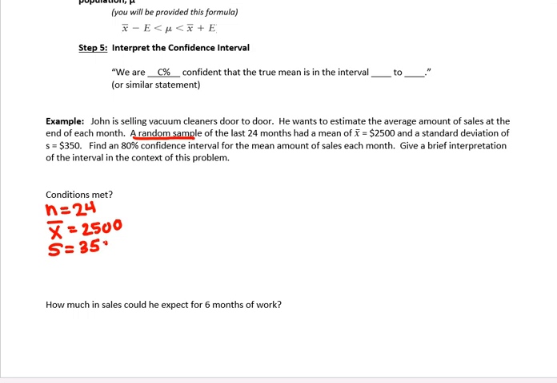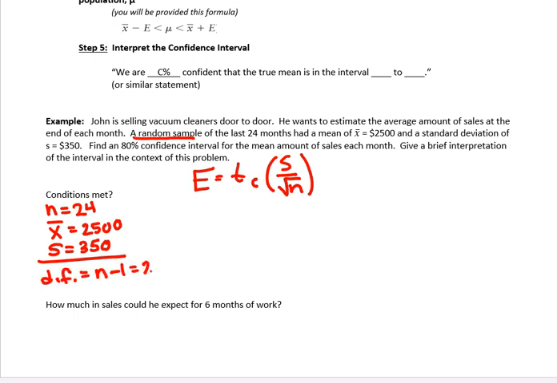So the standard deviation is unknown, so I know that my error is going to be T sub C times S over the square root of N. I have S, I have N, I need T sub C. To get T, I need to know my degrees of freedom. Degrees of freedom is N minus 1, so we're talking about 23. I also know that I need to be 80% confident, so my confidence level is 80 here.